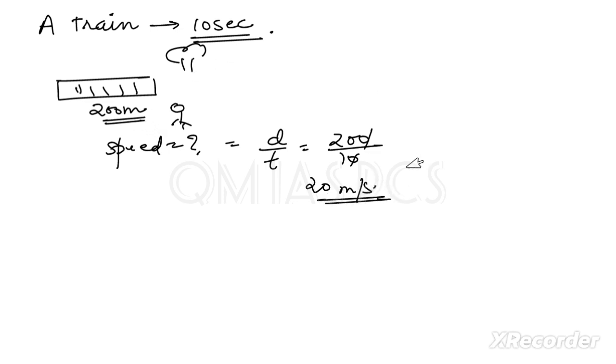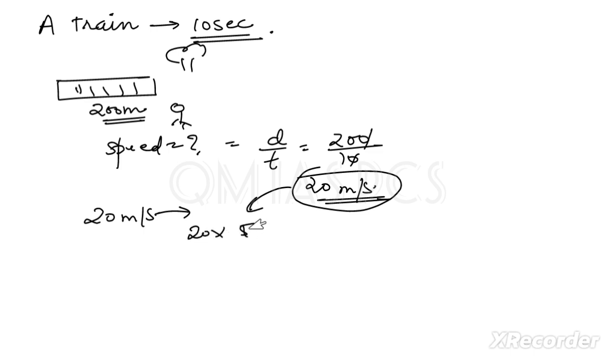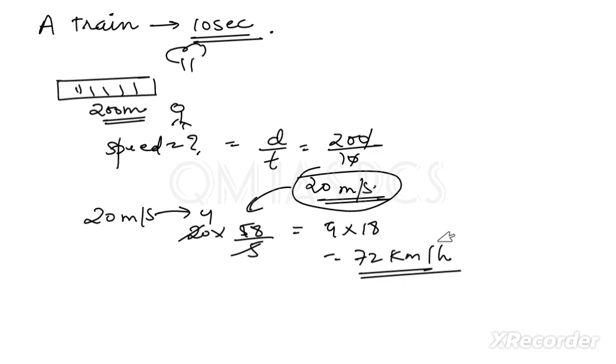So you have to look at the unit, whatever it is, meter per second or kilometer per hour. If the answer is not in meter per second but in kilometer per hour, you can convert it, like 20 meter per second. As I told you, to convert this we multiply by 18 by 5, so it will be 4. Here 4 multiplied by 18 is 72 kilometer per hour. Is it clear? It's a very simple question.